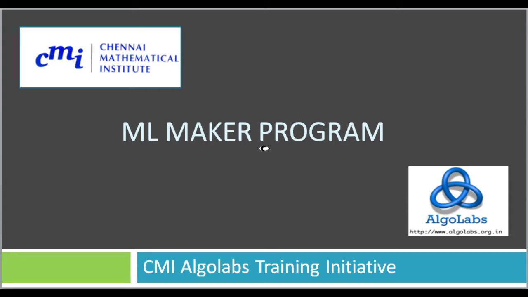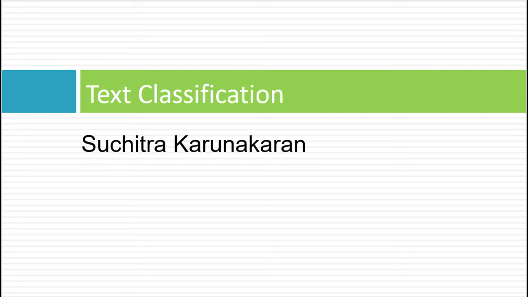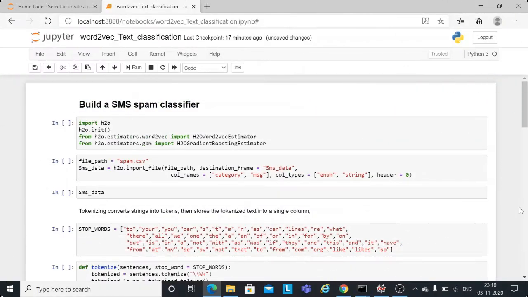In today's session, we will see how to build a text classification model using H2O.ai. Text classification is a process of assigning a category or tag to a text or a paragraph according to its content. Some examples of its applications are sentiment analysis, topic labeling, spam detection, etc.